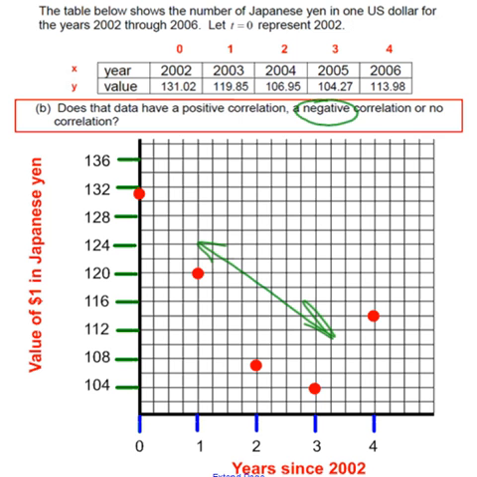Remember, negative correlation doesn't mean it's a bad correlation. It just means that the correlation has a negative slope, that the trend line has a negative slope.